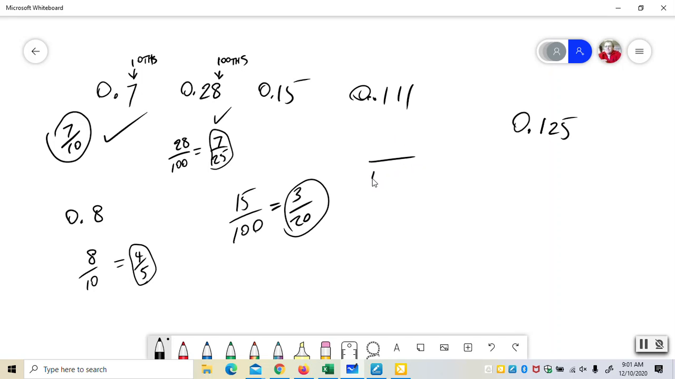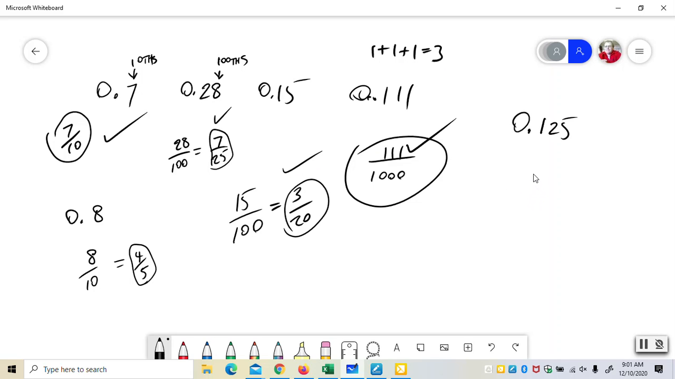111, 3 digits. I just now said that'd be the thousandths. 111 is divisible by 3 because the digits 1 plus 1 plus 1 is 3. 3 will not go into 1,000. That's as simple as you can get it. You stop there.